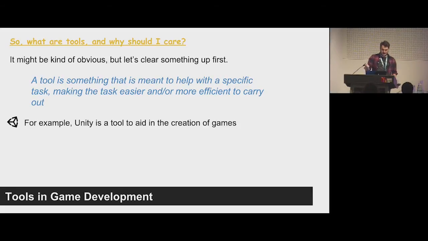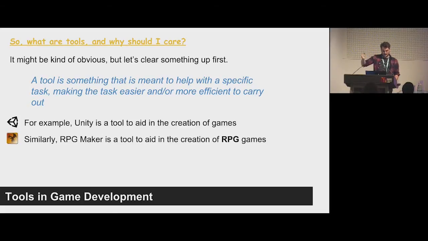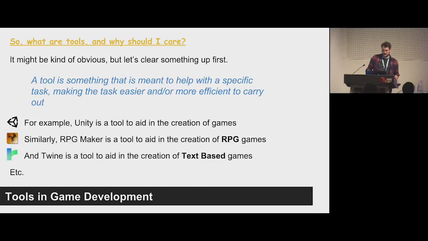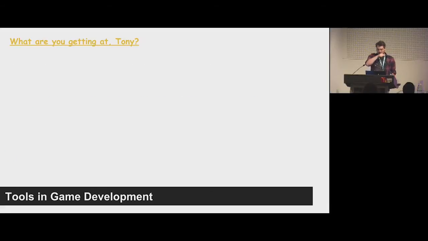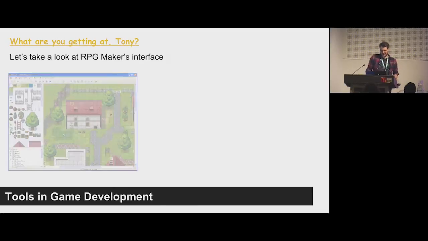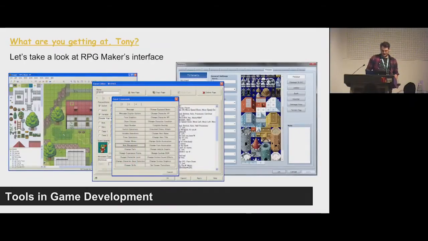For example, Unity is a tool to aid in the creation of games, right? Similarly, RPG Maker is a tool to aid in the creation of RPG games. And Twine is a tool to aid in the creation of text-based games, etc. So let's take a look at RPG Maker's interface. It's not really daunting, but it's not simple. It's kind of complicated. You have a bunch of different windows that serve their own purposes. This isn't necessarily something you see in something like Unity, right?